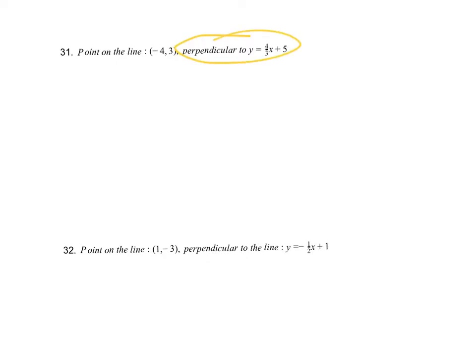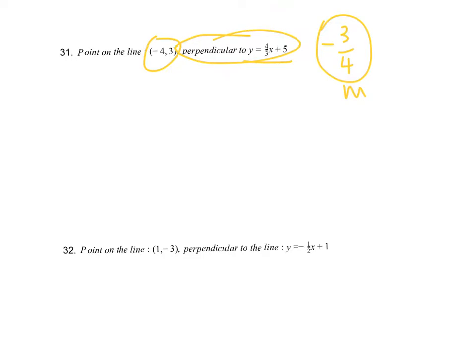So if the slope of a line is 4/3, the perpendicular slope is the opposite reciprocal. So it's going to be -3/4. That's the slope I'll use. And then I'm going to use this point. For this problem, I'll use point slope form, just in case some of you are more familiar with that.